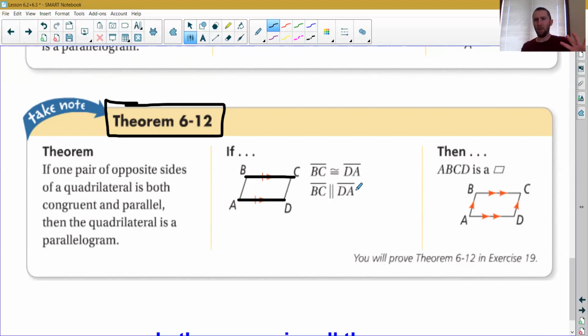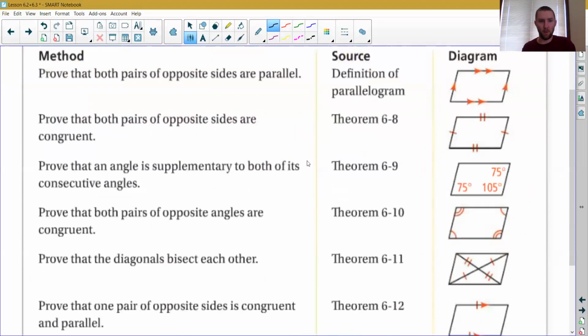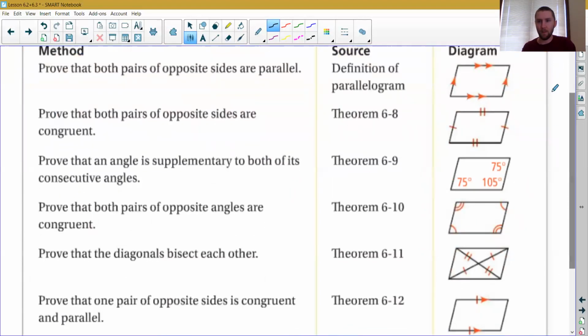So 5 theorems here in this section to prove that something is a parallelogram. We couple that with the definition of a parallelogram, and we come up with this table of 6 different ways to prove that something is a parallelogram, okay? So here, I think I can fit them all on one page. Yeah, I'll move this up out of the way just a little bit, okay? So we have 6 different ways to do this.